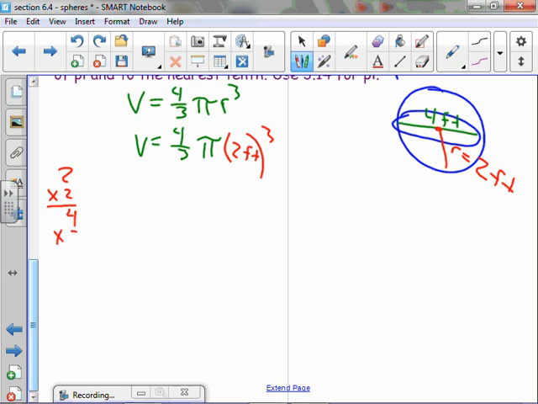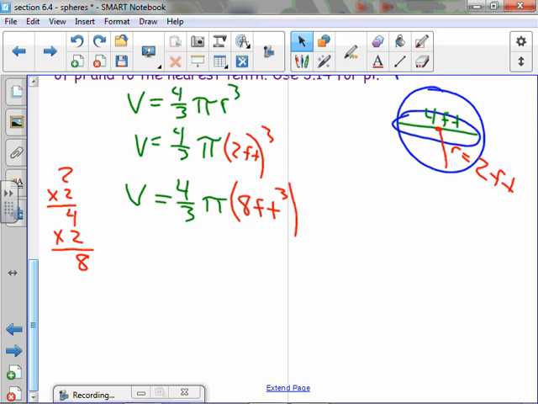Times 2 again gives me 8. So I get 8, and then feet times feet times feet is feet cubed. So I'll get 8 feet cubed. Everything else stays the same. 4/3 pi times 8 feet cubed. Once again, I'm going to bring 8 to the front. I'm going to leave off the feet for a second just to make it easy. So 8 times 4/3 times pi.